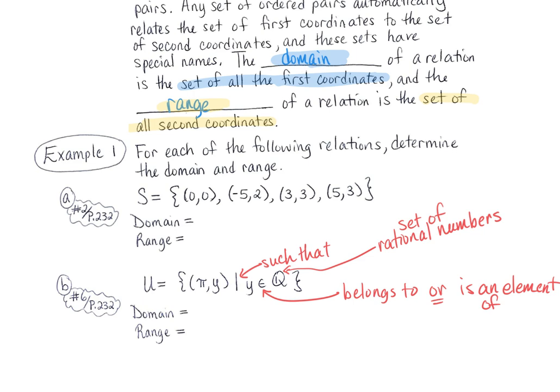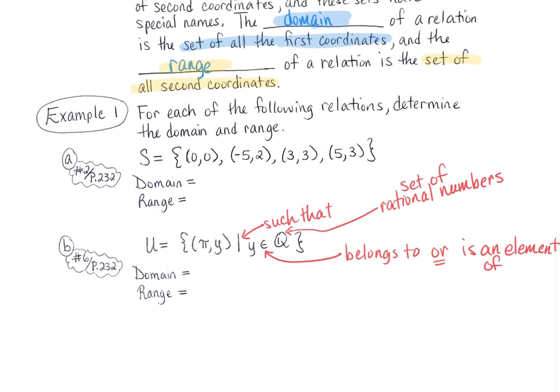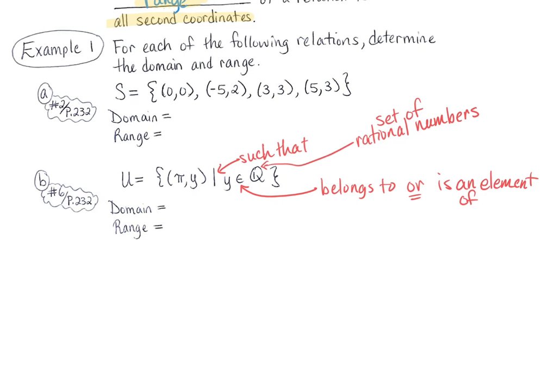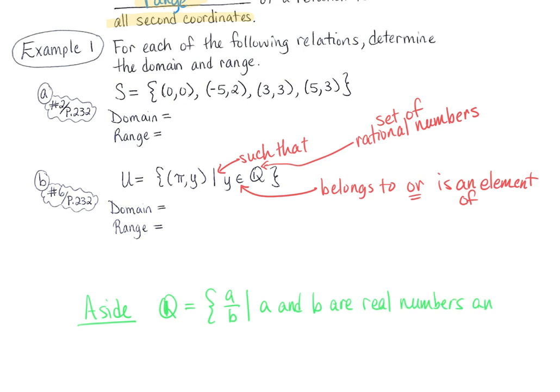Rational numbers are fractions. Rational numbers are the set of all fractions. So just a quick refresher, this is an aside. Q is the set of all a over b such that a and b are real numbers. Can b be 0? Right. And b is not equal to 0 because we cannot divide by 0.